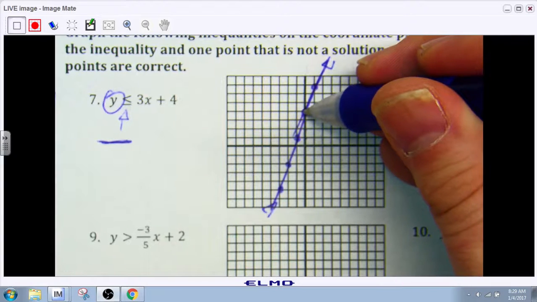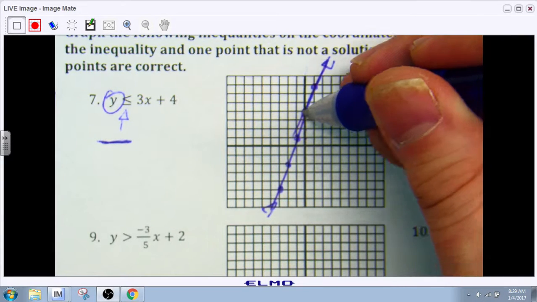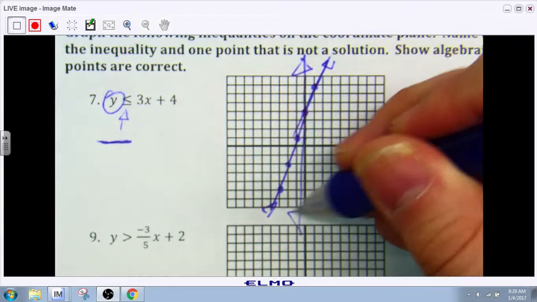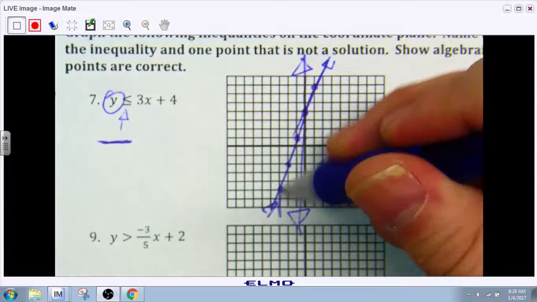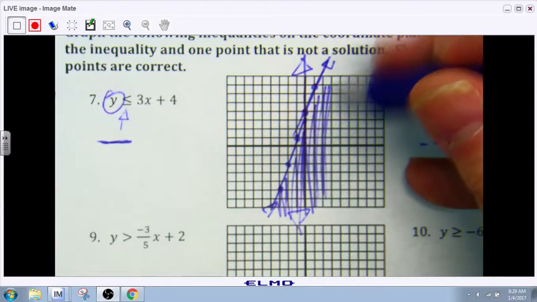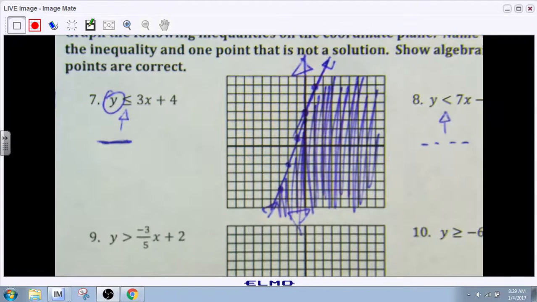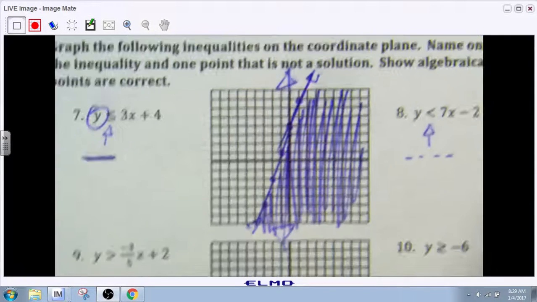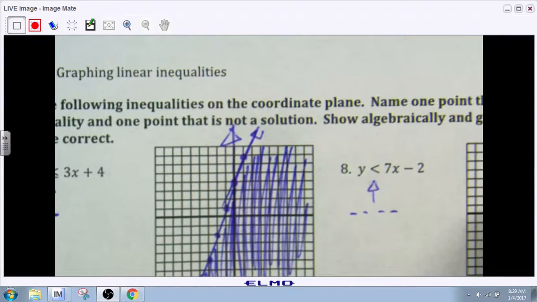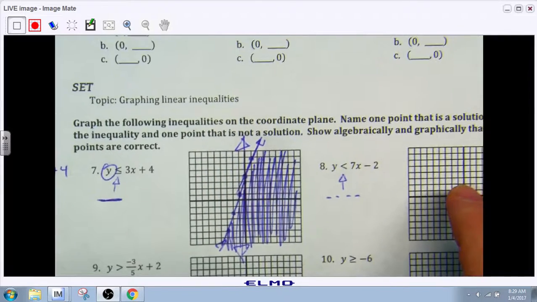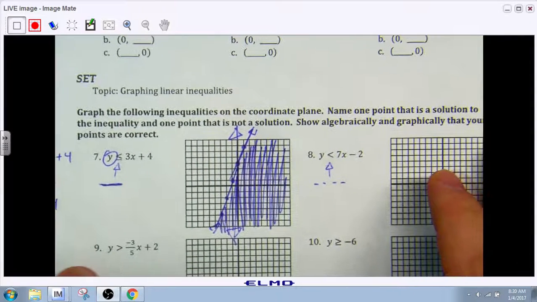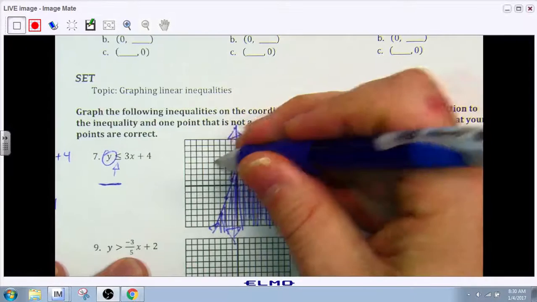So what y values are smaller when I go up this way or when I go down this way? Well, I said smaller and down, so clearly this is it. So I shade this side of the line. It then says to name one point that is a solution to the inequality and one point that's not a solution. To do that, all we have to do is just pick a point.